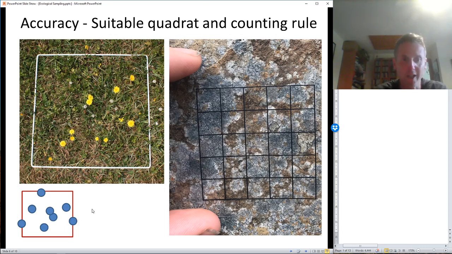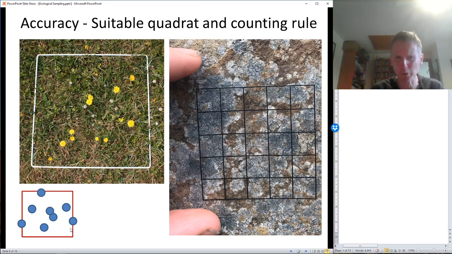So they use something called a top left rule, where if it's touching the top or left, you count it. If it's touching the bottom or right, you don't count it. So this quadrat would be 1, 2, 3, 4, 5, 6, 7. There's 7 blobs for this quadrat. This one isn't counted. It'd be counted in a quadrat here though. So again, that's taking it into A level.